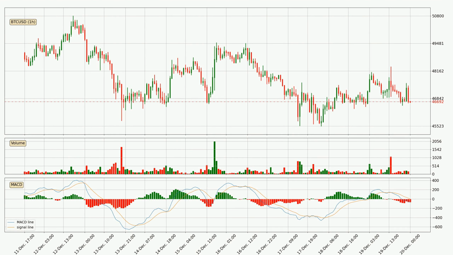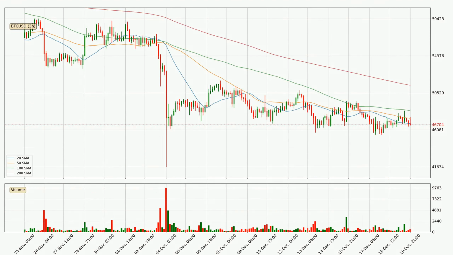Moving to the hourly MACD, the MACD line is below the signal line, which shows that the current trend is on the downside. We can expect the price to continue going down or perhaps remain at least stable because the MACD histogram shows the momentum currently being strong.